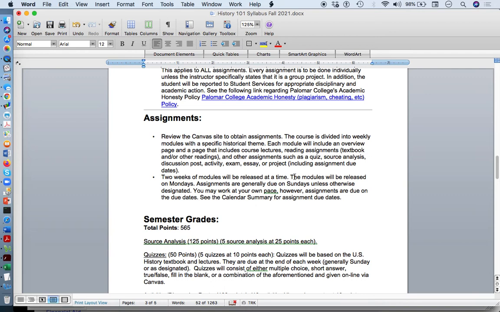And I provided a calendar summary for those assignment due dates, and as I mentioned, they are also available on the course pages within the modules. You may work ahead and you may submit assignments early. You don't have to. I release 2 weeks ahead of time because I know some of you like to work ahead, and that's fine. But just understand that there's no exceptions for due dates. So just make sure you pay attention to that.